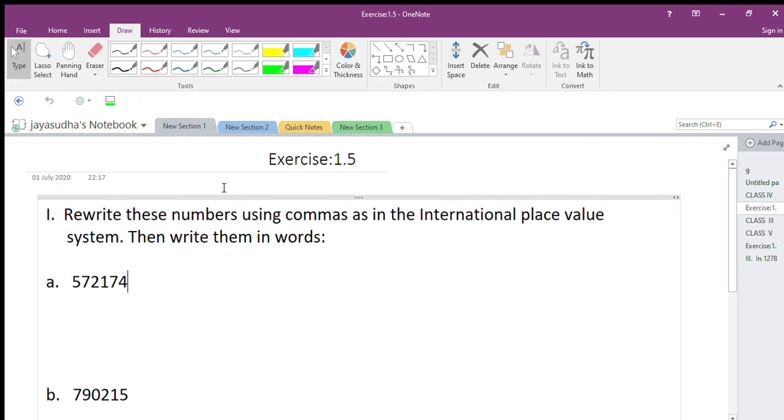Now move on to the exercise sums. Rewrite these numbers using commas as in the international place value system. Then write them in words.